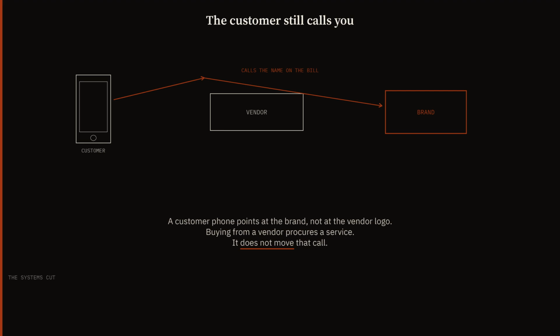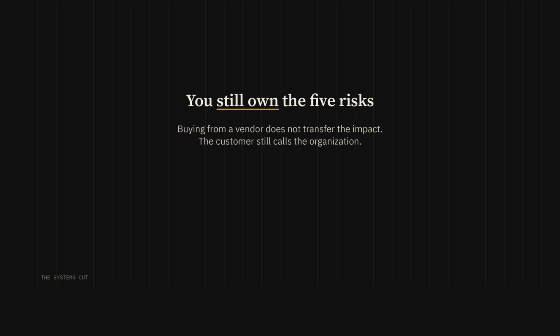The customer who cannot log in, cannot get a file back, or cannot pay a bill does not call the vendor. The customer calls the name on the bill. Buying from a vendor procures a service. It does not move that call. You still own the 5 risks because buying from a vendor does not transfer the impact. The customer still calls the organization.